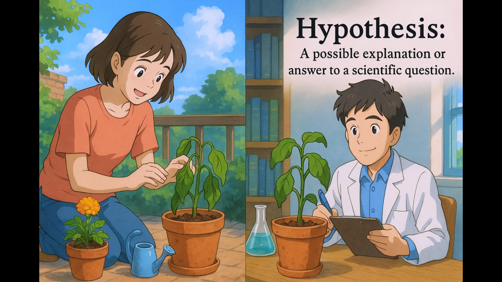question. Just as you might consider various reasons for the wilting, like too much sun, a pest infestation, or poor soil quality, a scientist proposes a hypothesis to explain an observed phenomenon, testing each possibility to find the right solution.